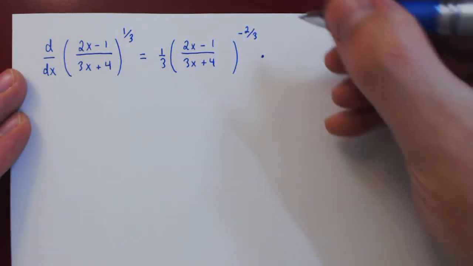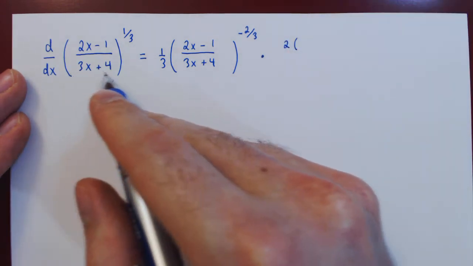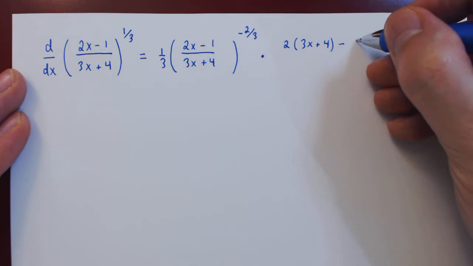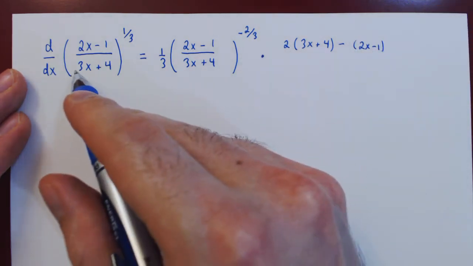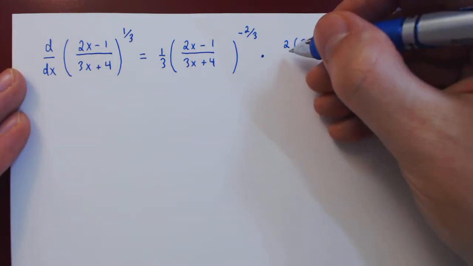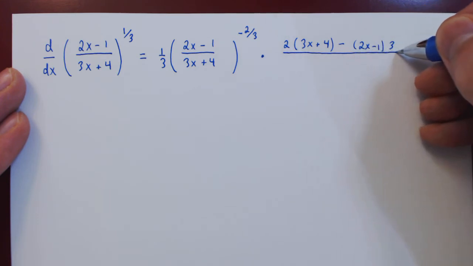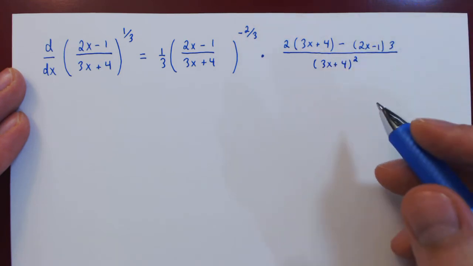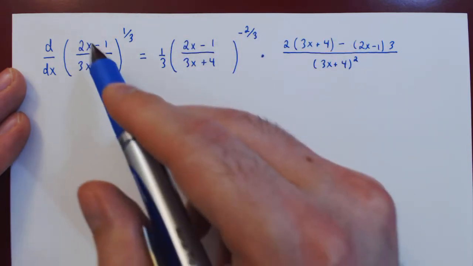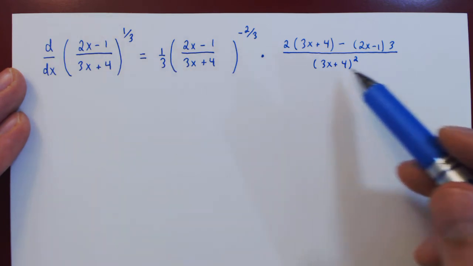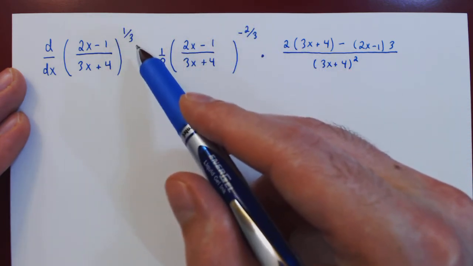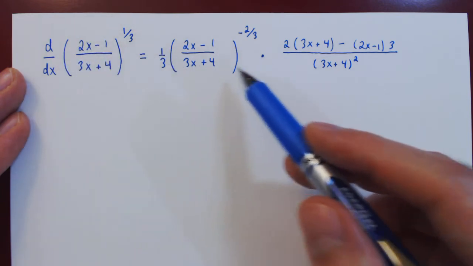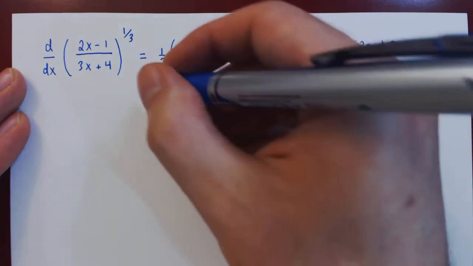So the derivative of the numerator, 2, times the denominator, 3x plus 4, then minus the numerator, 2x minus 1, times the derivative of the denominator, which is 3, and of course all over the denominator squared. So now we have differentiated the second layer of our function, the inner function. This completes the chain rule. In the first step, we've knocked off the power of 1 over 3. In the second step, we've knocked off the quotient. So nothing else remains. We now have our derivative, but let's simplify if we can.